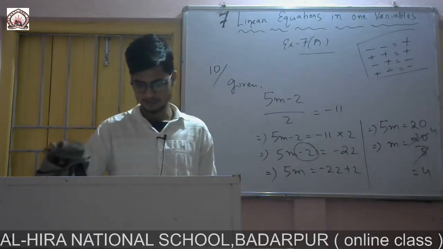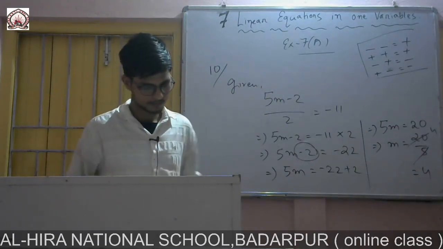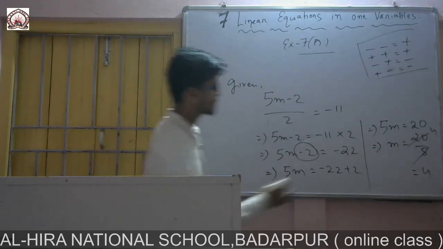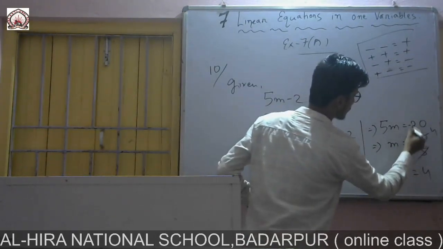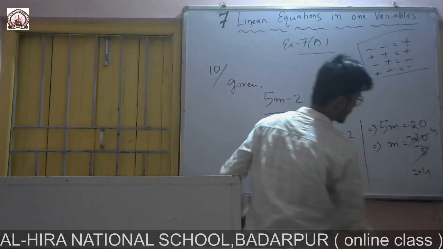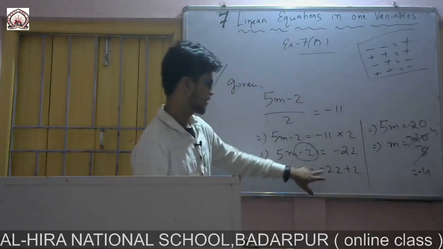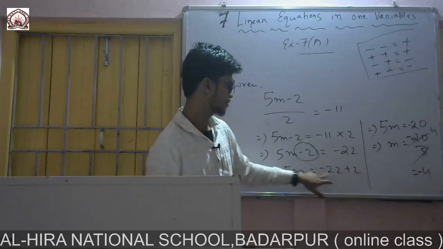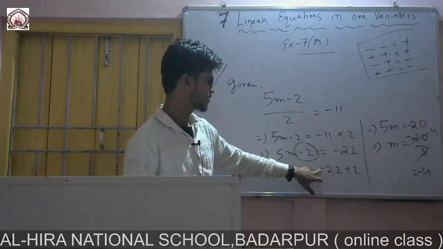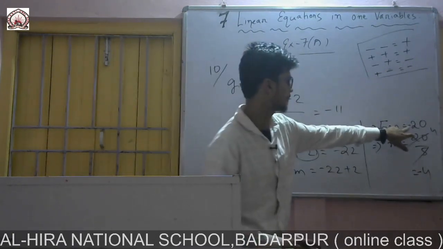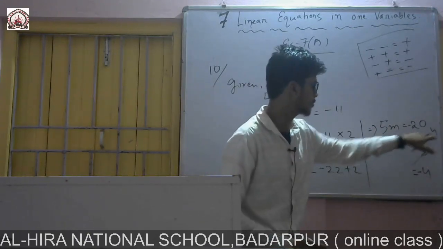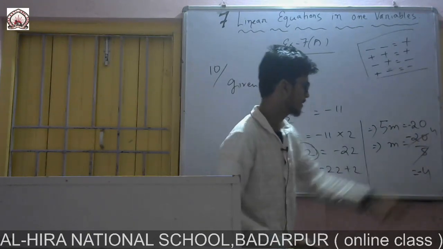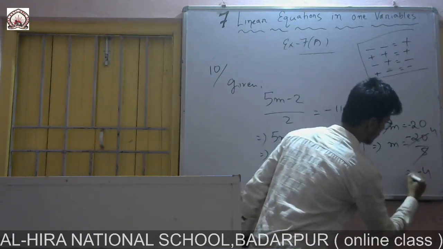Sorry, there it is minus sign because 22 is greater. So there also it will be minus sign. That means the value of m is minus 4. Minus 22 plus 2, minus plus it is minus. Since 22 is greater, so I have to put minus sign there. Then again minus 5 4s are 20. The answer is minus 4. The value of m is minus 4.